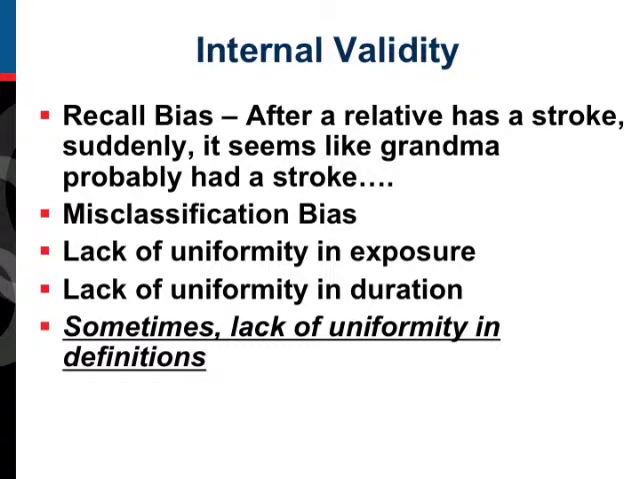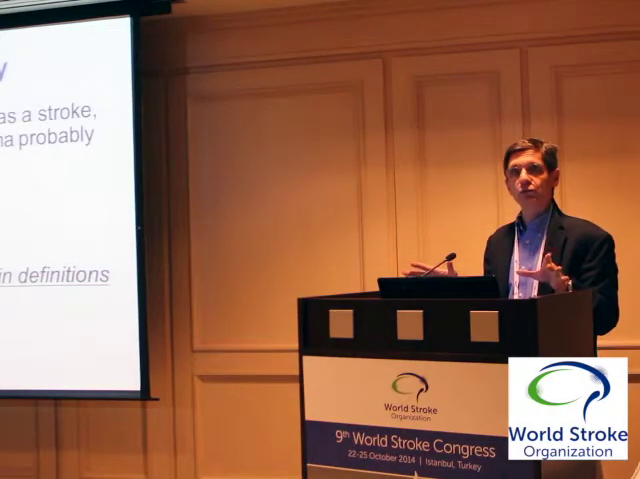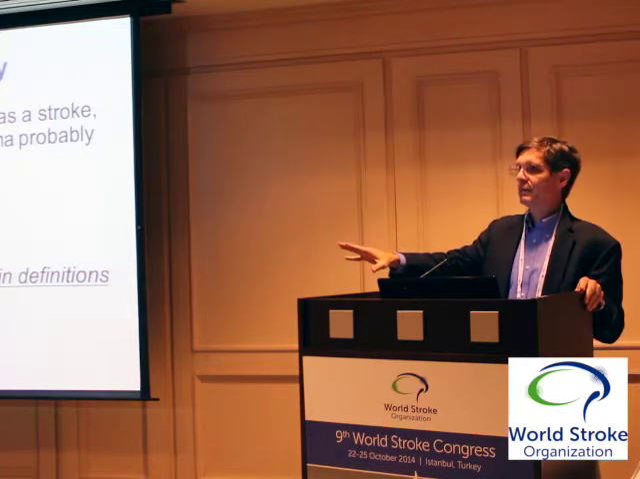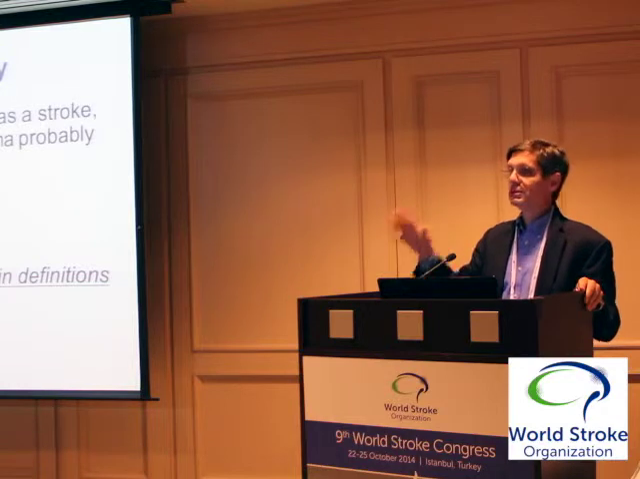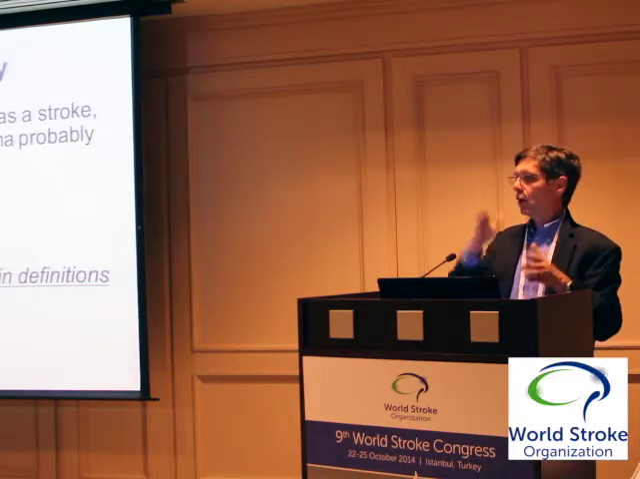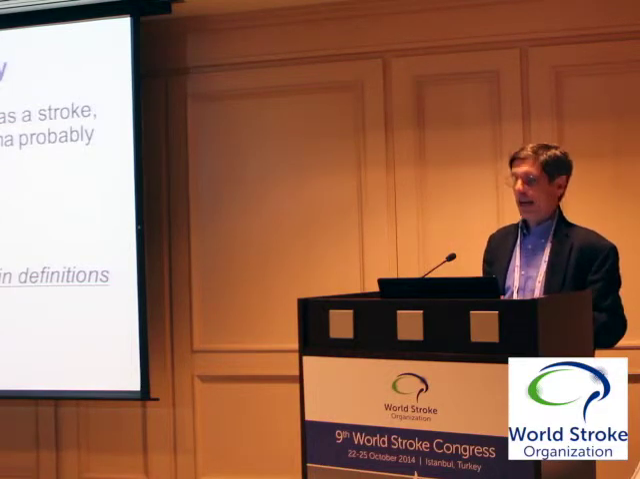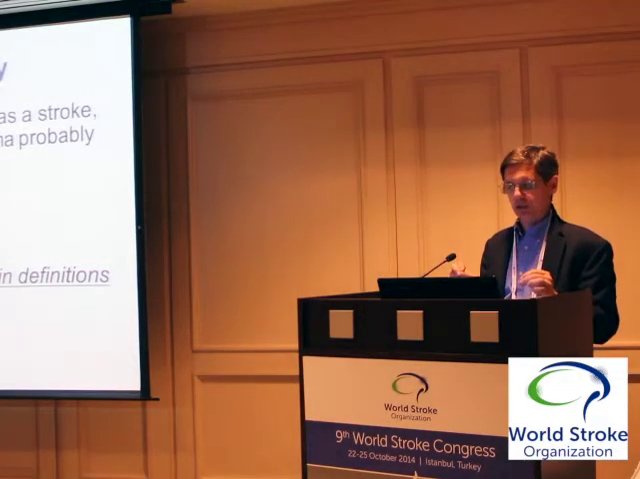You can have misclassification. Well, I think grandma died from a stroke. Well, grandma really didn't die from a stroke. She died from sudden death, which was due to heart disease. But 30, 40 years ago they weren't aware of that, and you don't have the death certificate, so you misclassify it. You may have lack of uniformity in exposure. People can go off and on over the years, and even in duration. And most importantly, you can have lack of uniformity in your definitions.